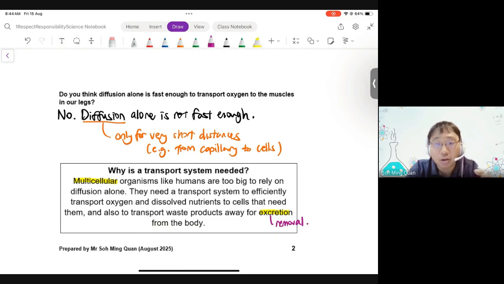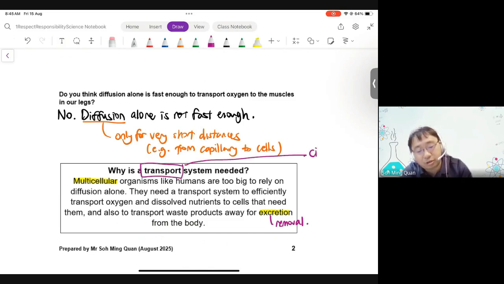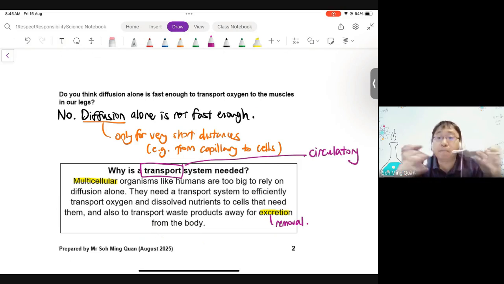Okay, and that also needs a transport system to transport urea away from the cells and out of the human body. Okay, and this gives us the idea of a transport system. Now, the transport system in human bodies is also known as the circulatory system because it involves the heart pumping blood and the blood circulates around the human body.